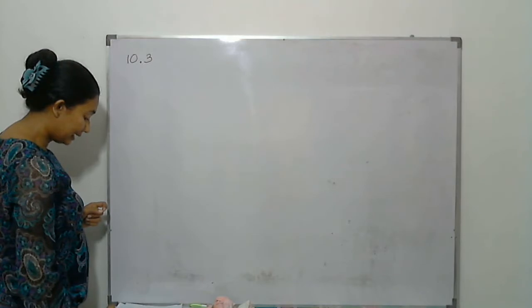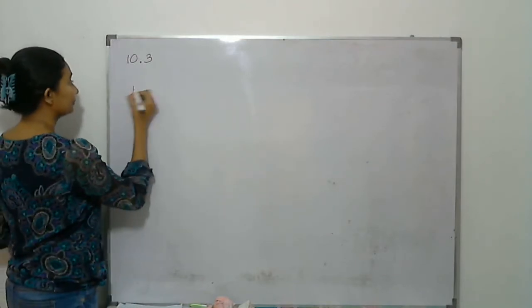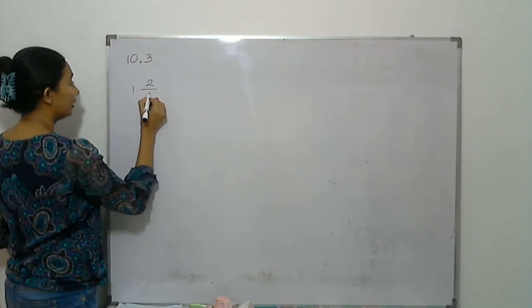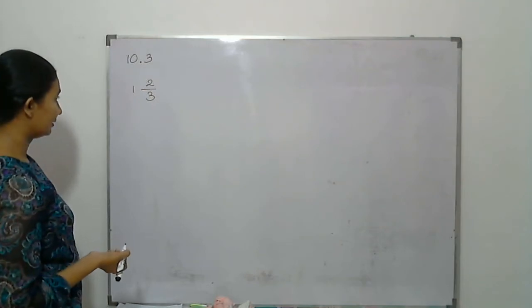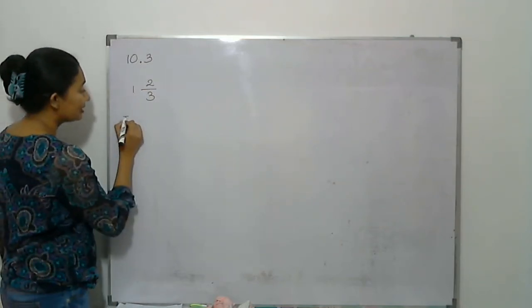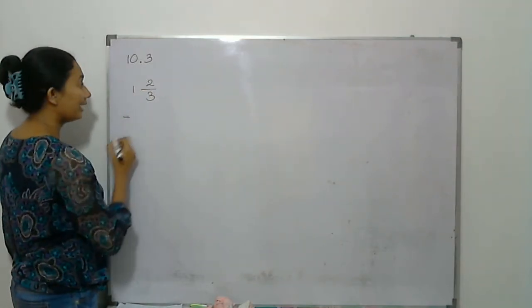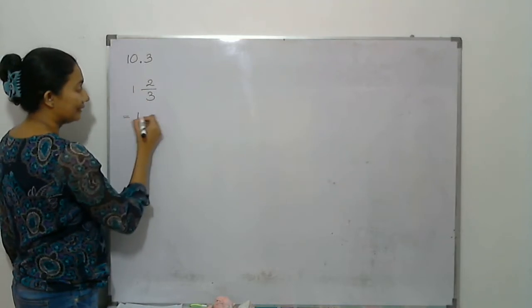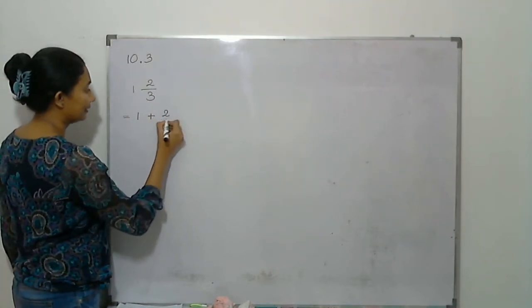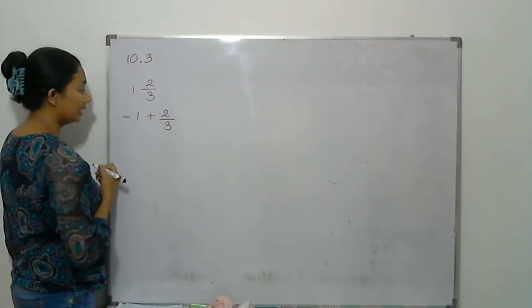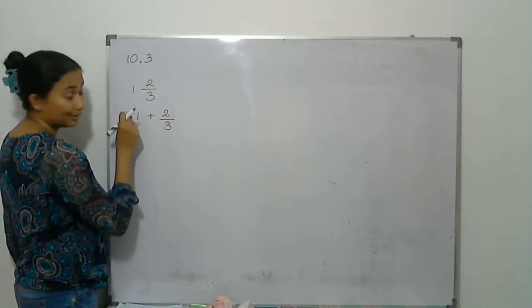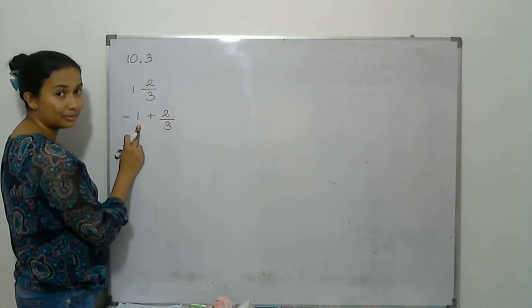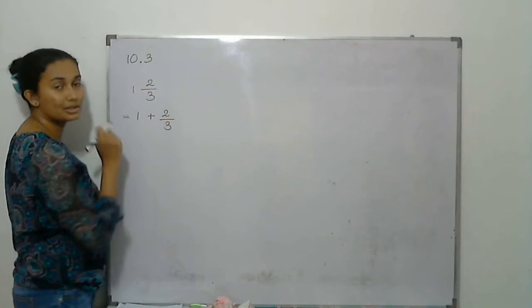Now let's take an example. It is given in your textbook. 1, 2 upon 3. Now in this one we are going to separate the whole number part and the fractional part like this. Okay. Now I have to convert this whole number part also into a fractional part.